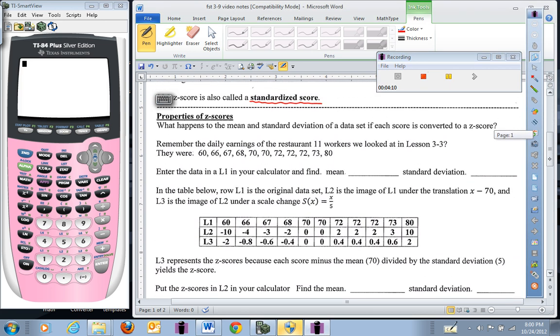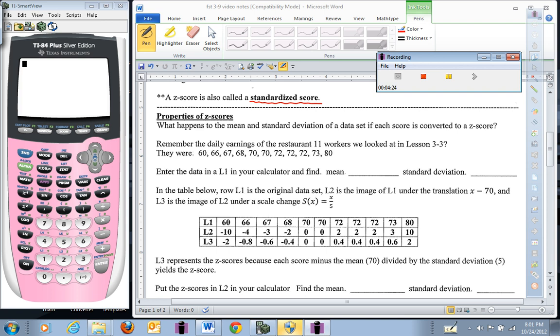Okay, the next thing we're going to talk about then are the properties of z-scores. We want to know what happens to the mean and the standard deviation of a data set if each score is converted into a z-score. You might remember those daily earnings for the 11 restaurant workers that we looked at in Lesson 3.3 when we translated that set of data.